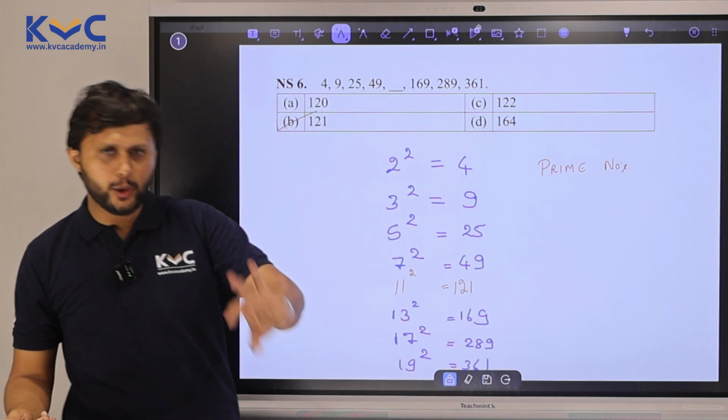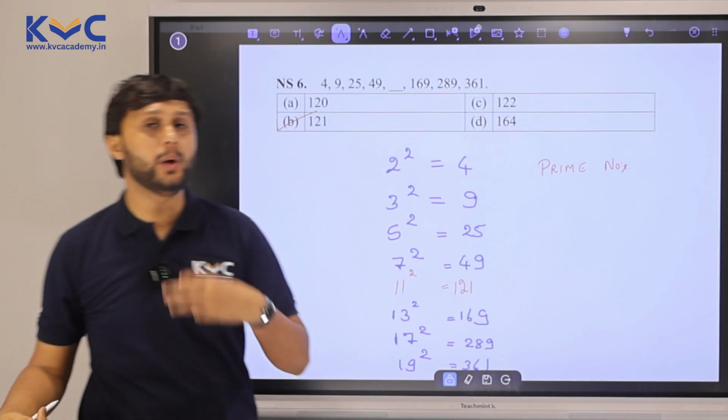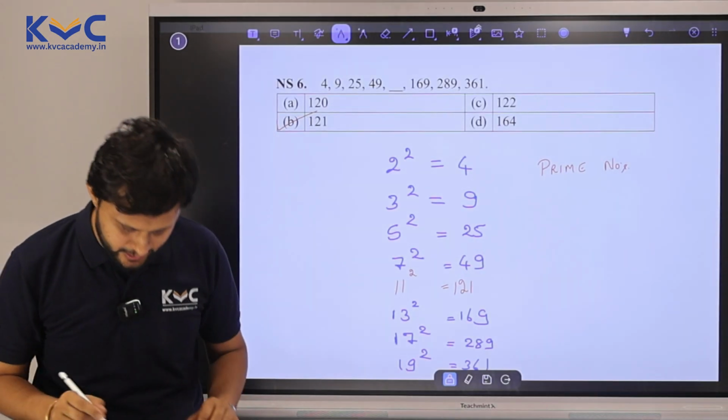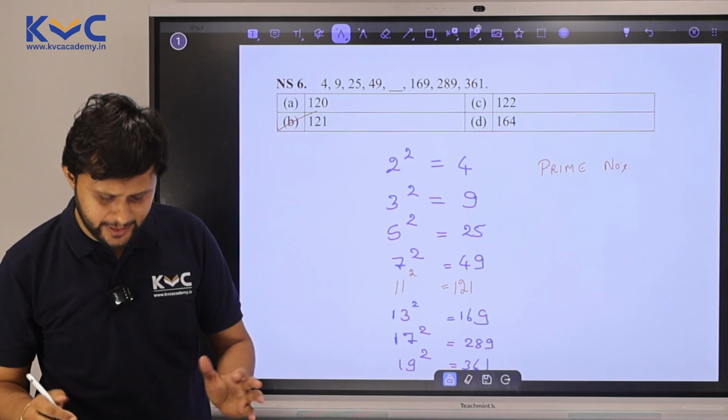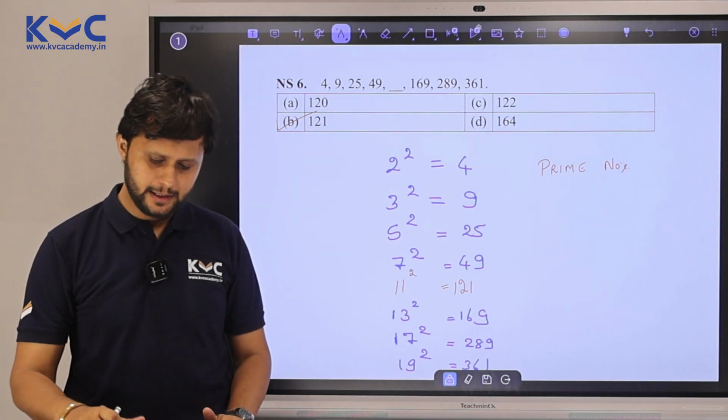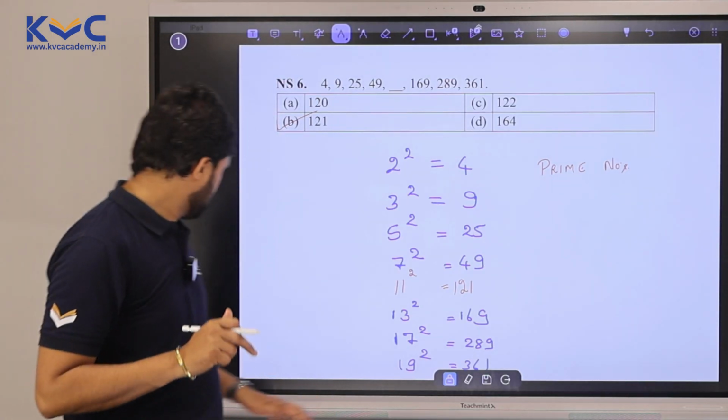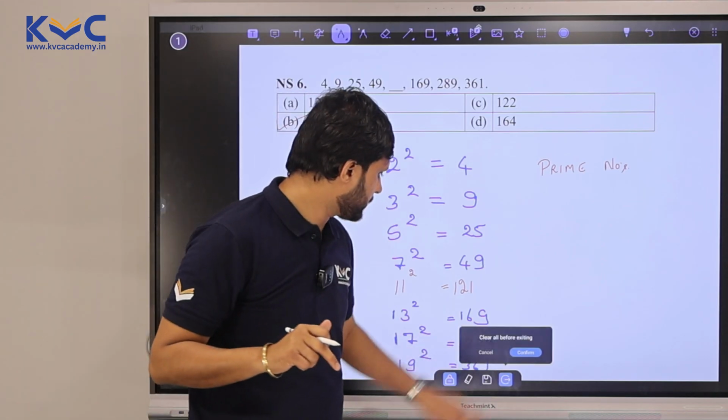So we have now gone into perfect squares. We have also got into prime numbers. Great. We'll move on to the next question. Okay, question number 7. Just clear this to move to the next one.